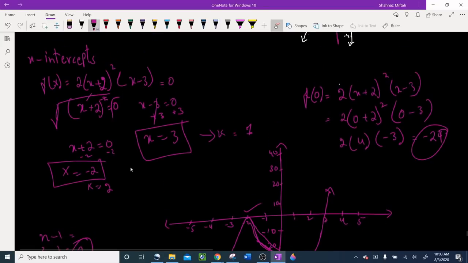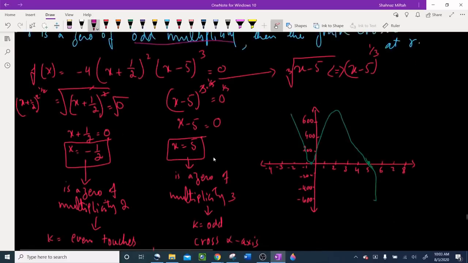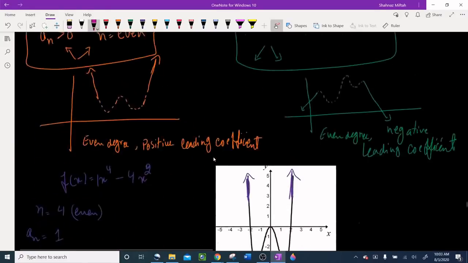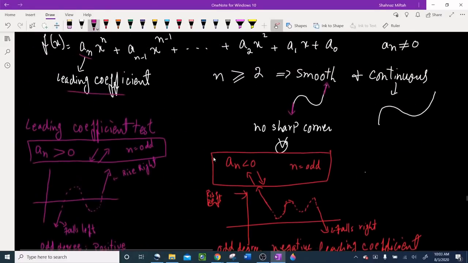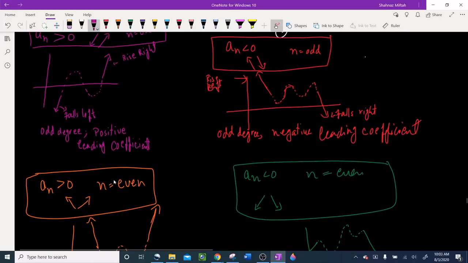You have 2. You understand how we get the multiplicity and stuff, like whether it crosses or doesn't cross the x-axis. And please make sure that you memorize all of this, and it's going to help you big time, like odd, even, and even. So these are important.